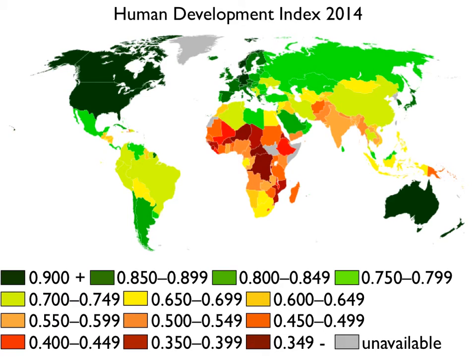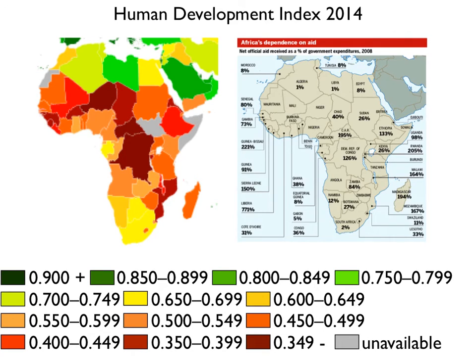So let me show you two maps side by side. The two maps I'm using here are the Human Development Index of 2014 that we just saw for the world, I'm just zooming onto Africa, and then the percentage of government spending received from international aid, right? And it is 2008. I am sorry, I cannot find any more recent data.